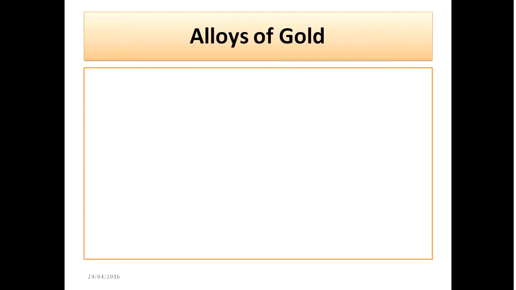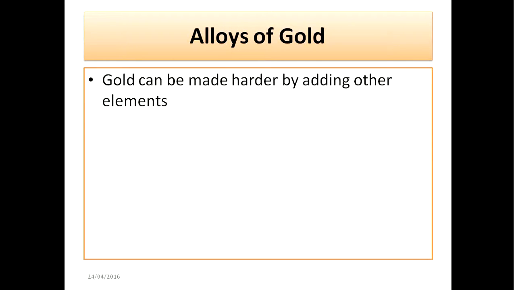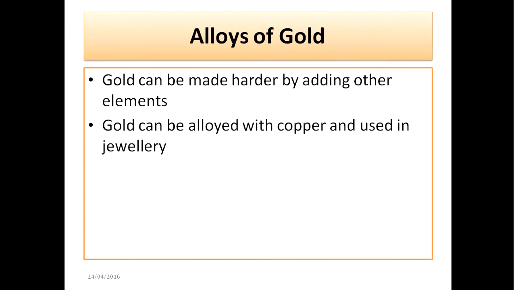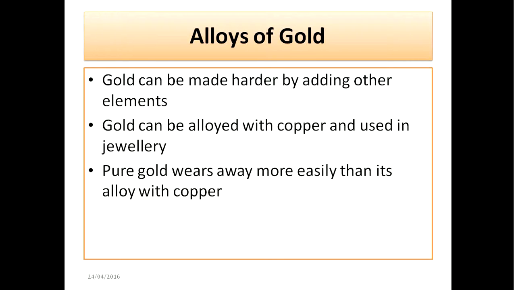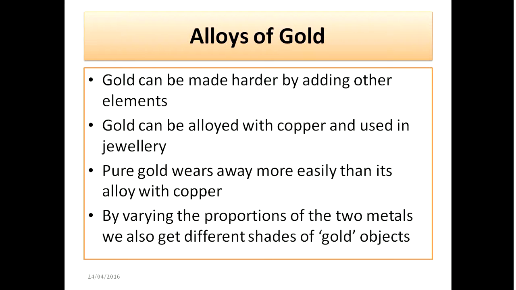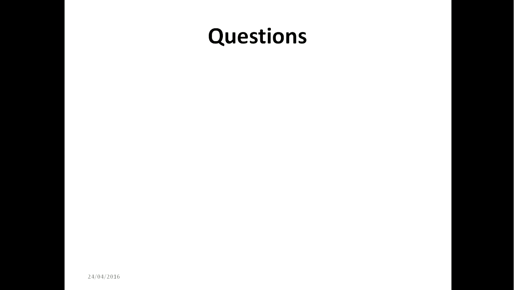Alloys of gold. Gold can be made harder by adding other elements. Gold can be alloyed with copper and used in jewelry. Pure gold wears away more easily than it does when it is alloyed with copper. By varying the proportions of the two metals, we also get different shades of gold objects.